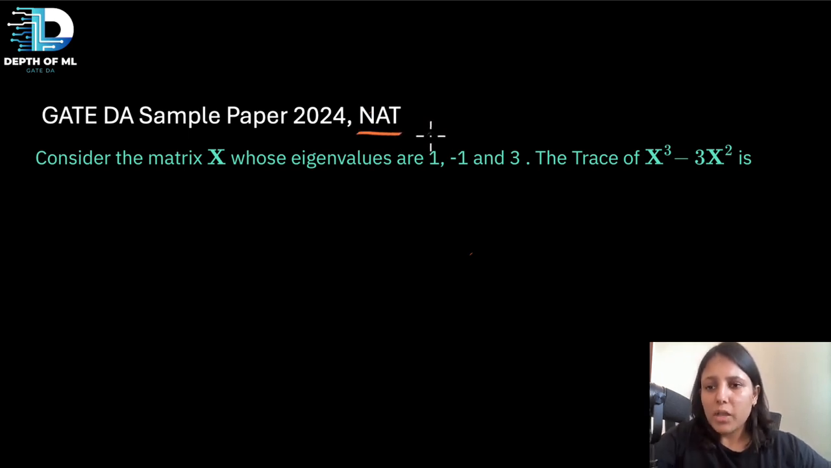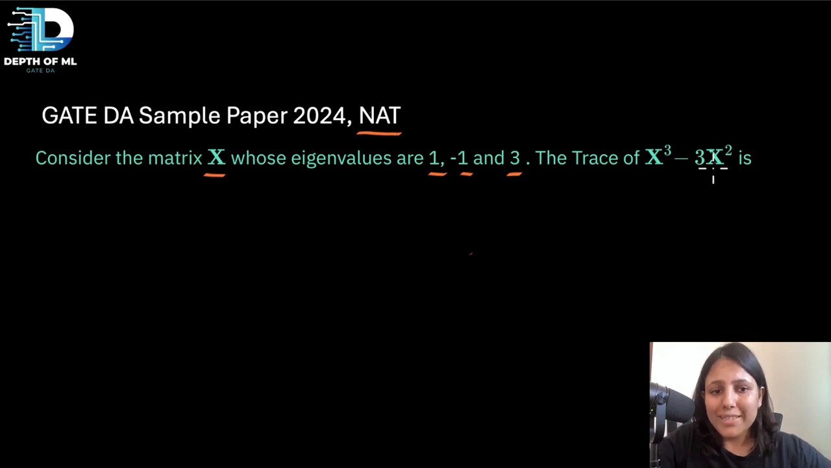Let's see the question. Consider a matrix X whose eigenvalues are 1, -1 and 3. So there are 3 eigenvalues given to us, and they are asking for the trace of X cube minus 3X square. There are 2 approaches to solve this question, and I will give both approaches. So let's see how to solve this.